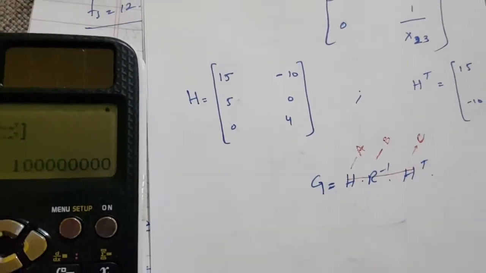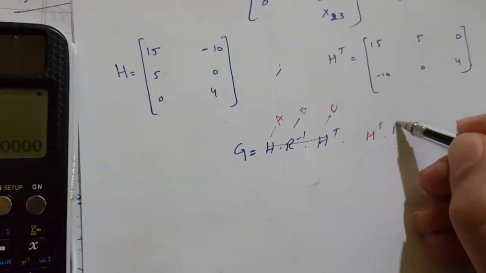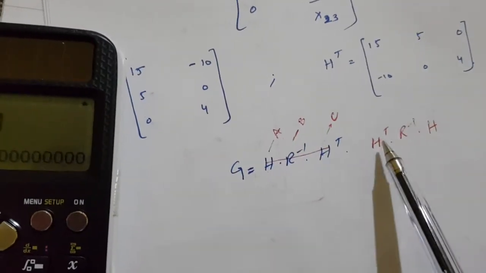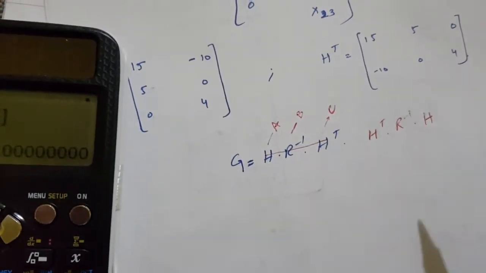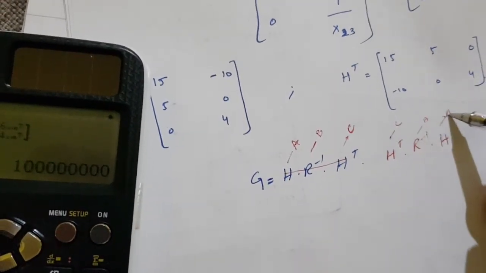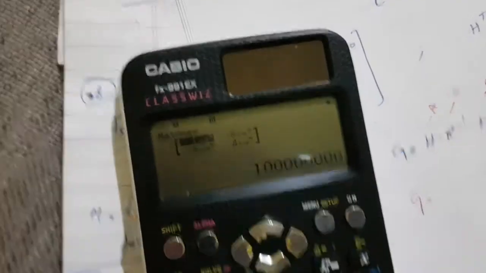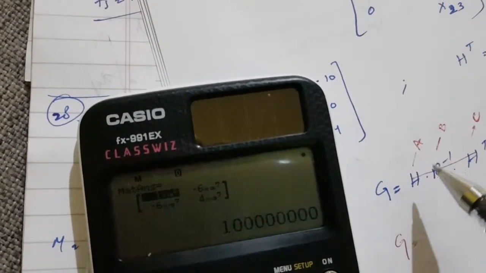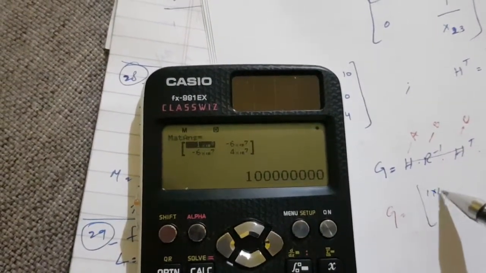Actually the formula is this one. First H transpose, then R inverse, then H. So it's a good thing you have to remember in exams that you have to write the formula in this sequence, otherwise you will not get the answer. So this is again C, B and A. Now if you multiply all these, then you will get G as I have already taken.